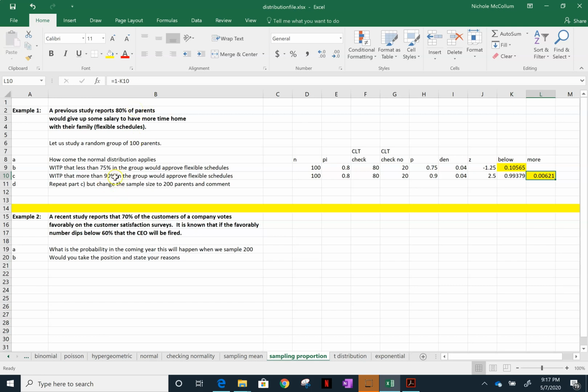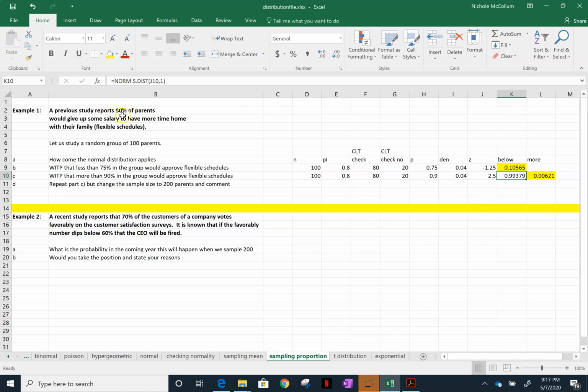What about 90? Is that too far from 80? In this case, it is, because 90 has a z value of 2.5. The probability below, which is its percentile value if you care, puts us in the 99th percentile, which means there's not much chance to be above that number. So if it does happen, there has clearly been some marketing towards flexible schedules, or opinions have changed, right?